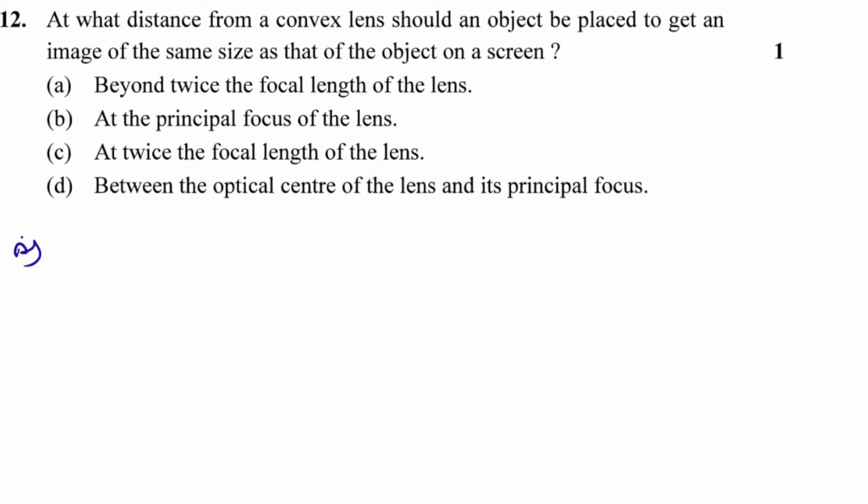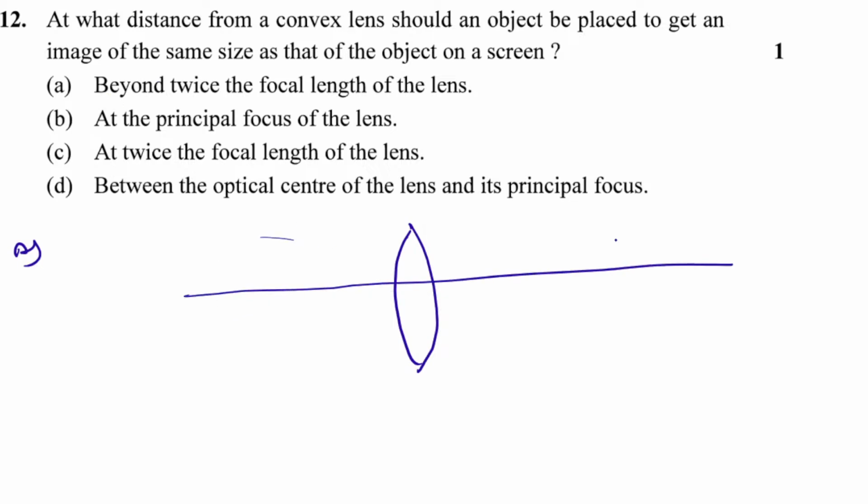At what distance from a convex lens should the object be placed so that the image is of the same size as the object on the screen? Okay, so this belongs to the light and refraction chapter. So this is the convex lens. Let me draw a straight line. Okay, so this is F1, this is 2F, and this side will be F and 2F.